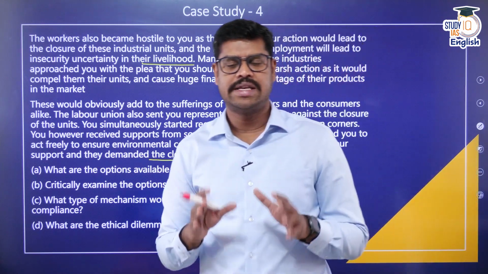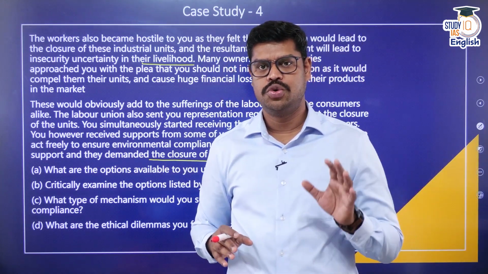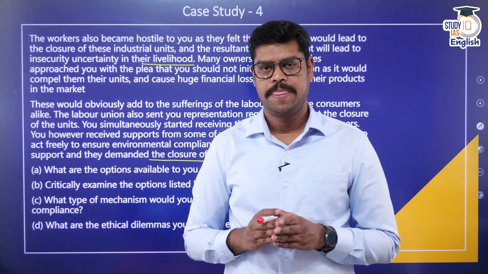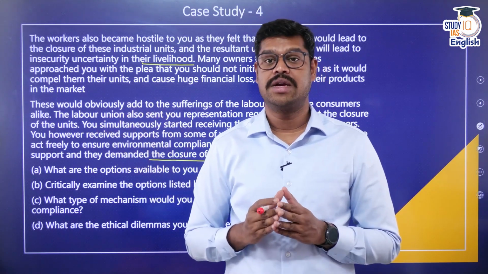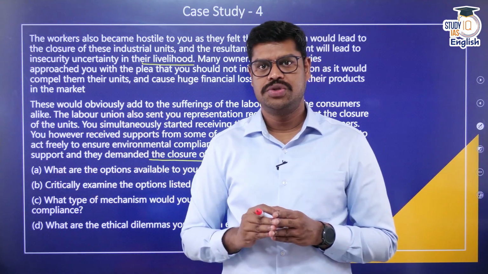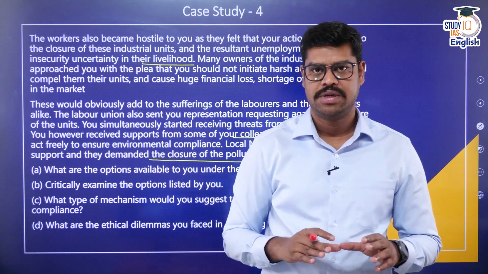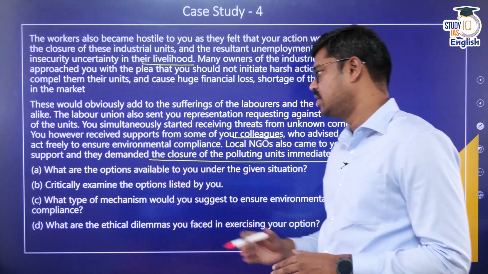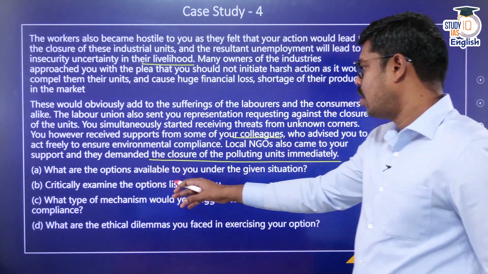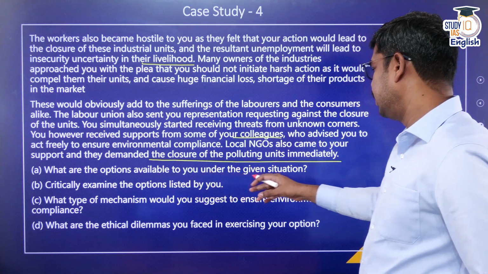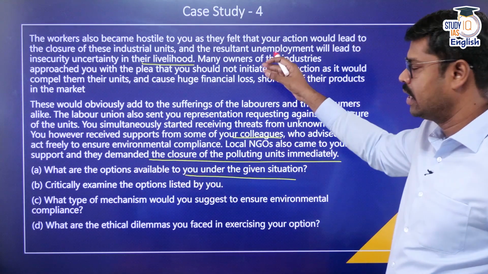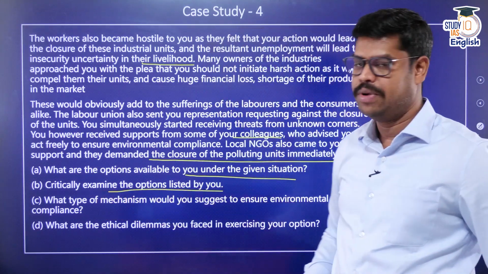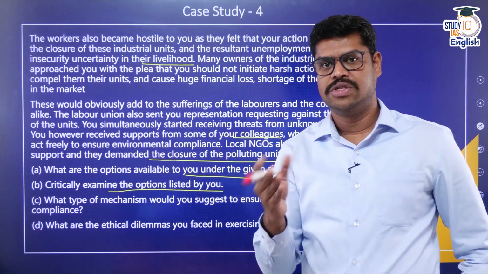So here you can see a classic case where an officer is trying to perform his duty objectively and trying to ensure integrity in his duty, but at the same time he is also facing a lot of other concerns. There are a lot of ethical issues, and he is pushed into a lot of ethical dilemmas as to what he should do. So under such circumstances, in this case study, what are the directives given in the constitution? What are the options available to you under the given situation? As an officer in this particular position, what kind of options will you take? And critically examine the options listed by you. So what is the assessment of these options?